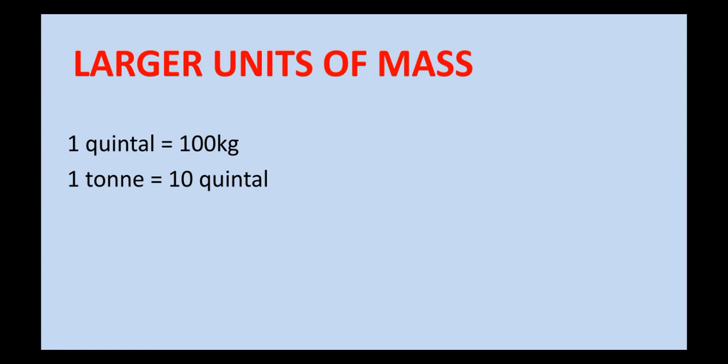Then we have 1 ton. Now ton is another bigger unit than quintal, so 1 ton is equal to 10 quintals. So it is a very huge quantity of mass, right? So it is a huge unit of mass.